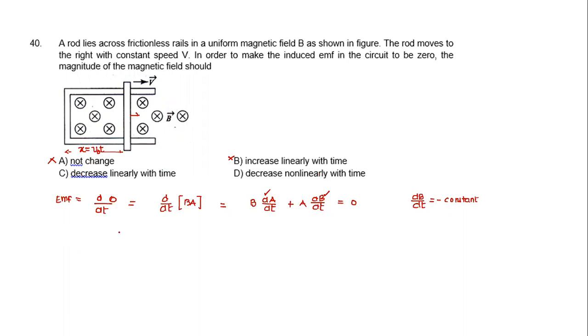Let's put this value. If x is v0 t, what is flux? B equal to, d by dt, B into v0 t into L. Let this be L. So what does this term come to? It comes equal to B into v0 L, first one. And the second term, area equal to v0 t L, into dB by dt.